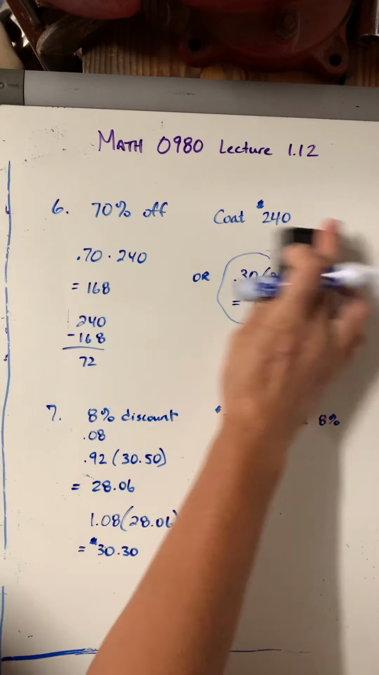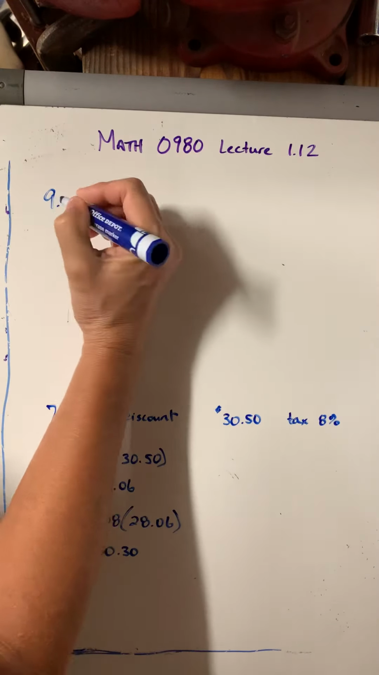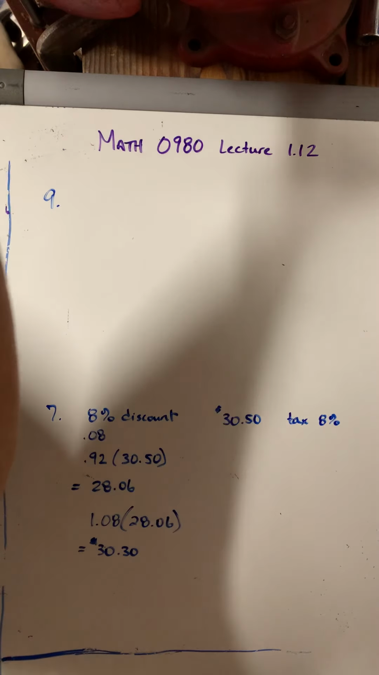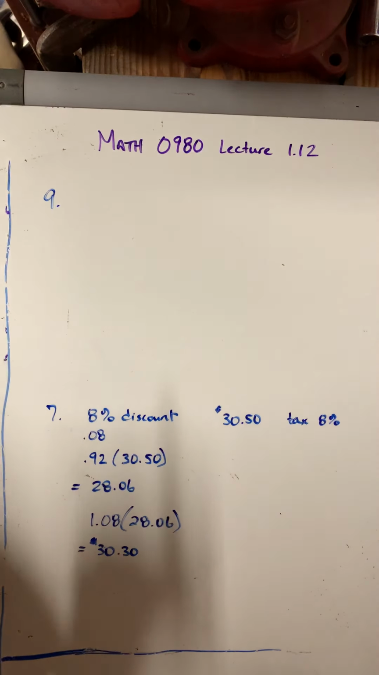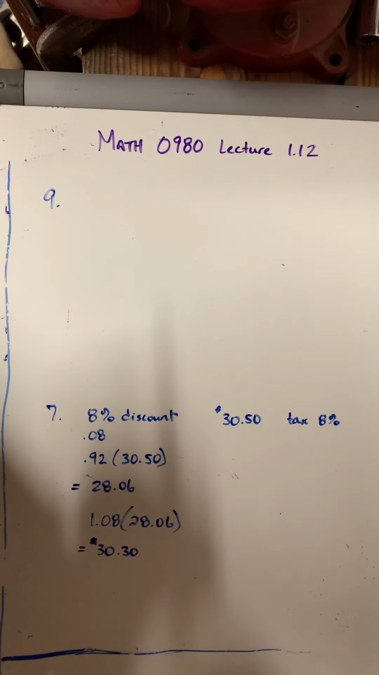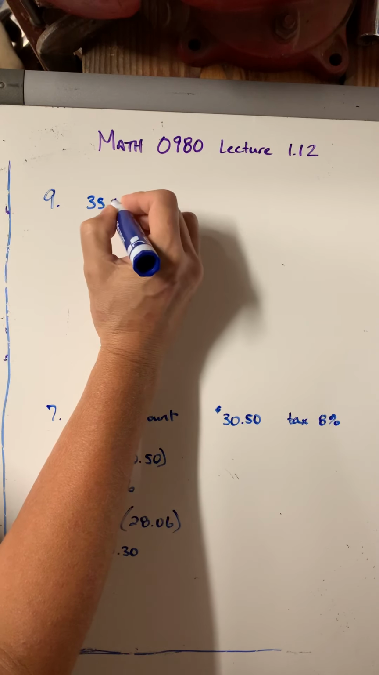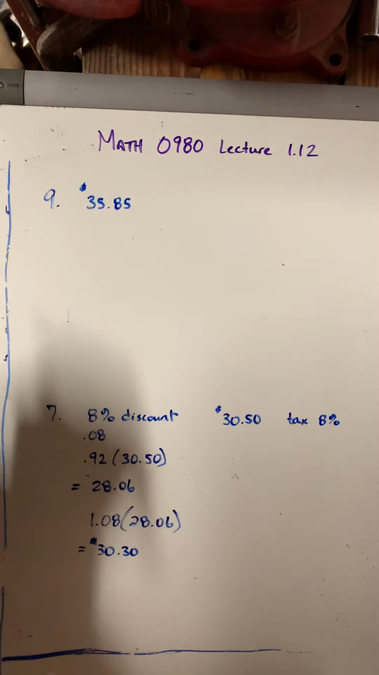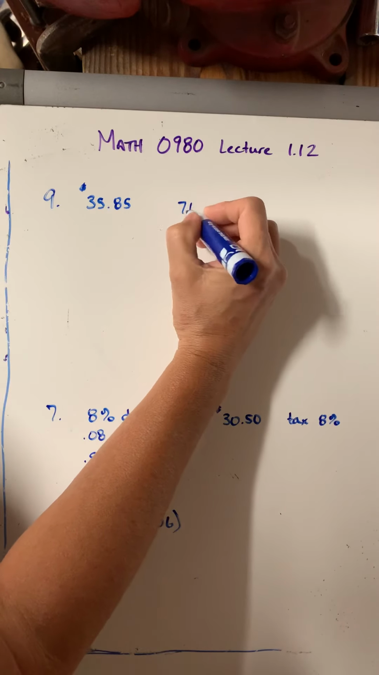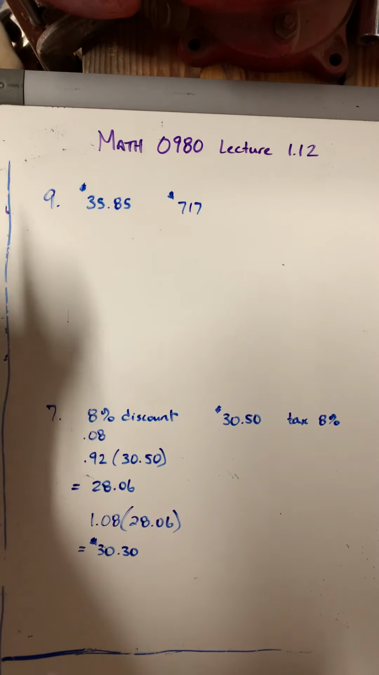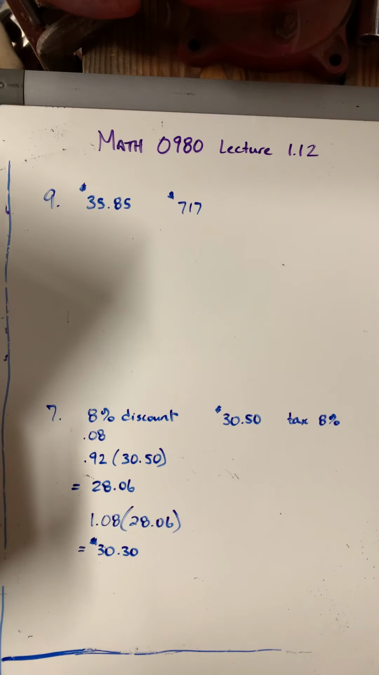Okay, let's look at question number 9. And 9 says the sales tax is $35.85 on the purchase of a dining room set for $717. Find the sales tax rate. So what they're asking for is the percentage for the sales tax.